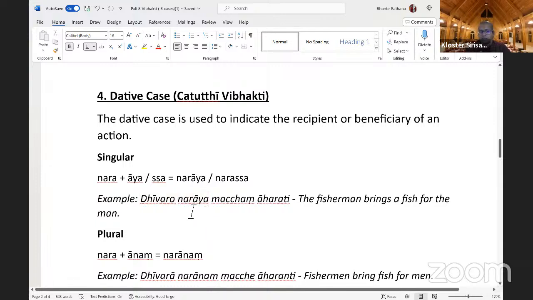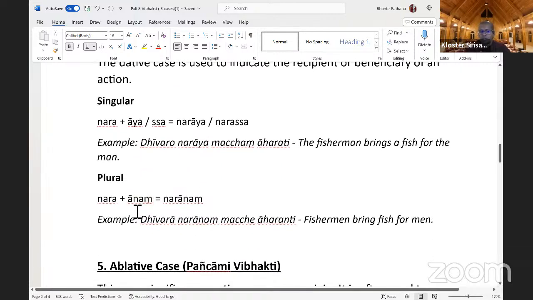The dative case noun here is Naraya. Okay. Plural, nara plus anam, Naranam. For example: Dhivara naranam macche aharanti, fishermen bring fish for men. So here the plural Naranam is the dative plural case.